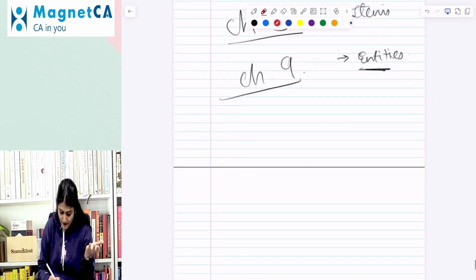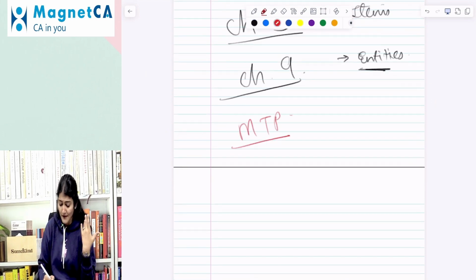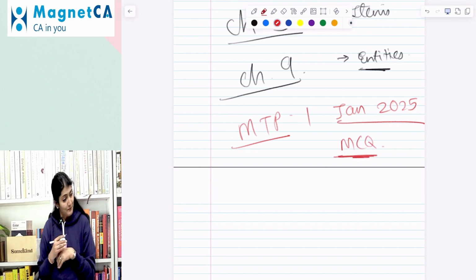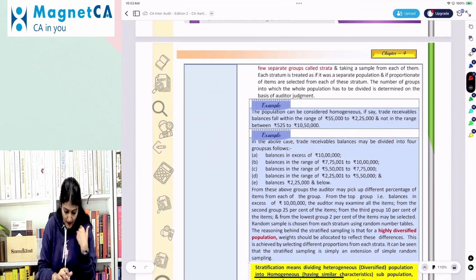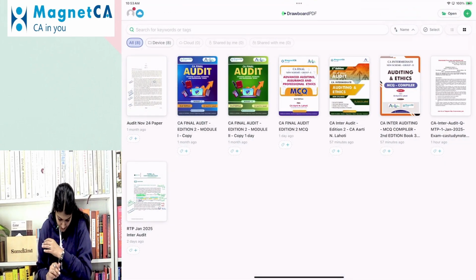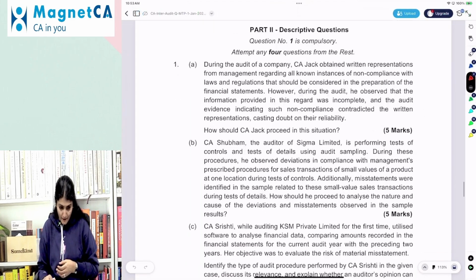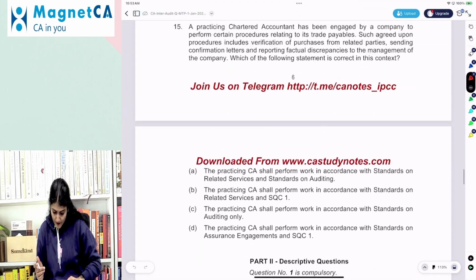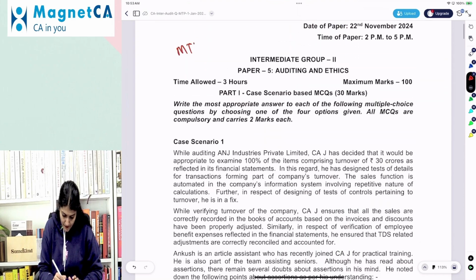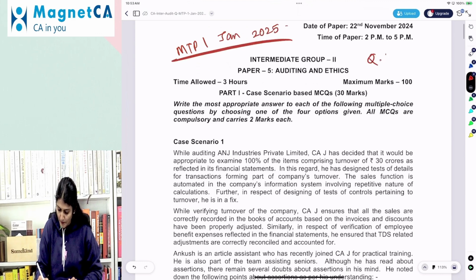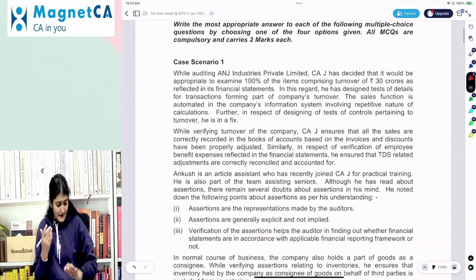To study this particular chapter, chapter number 5 and 9, let us look into the MCQs given for the Jan 25 attempt. Let me open a particular MCQ. I am in the MTP, the one for the Jan 25 attempt. This is the question paper over here. Okay, so let's start.